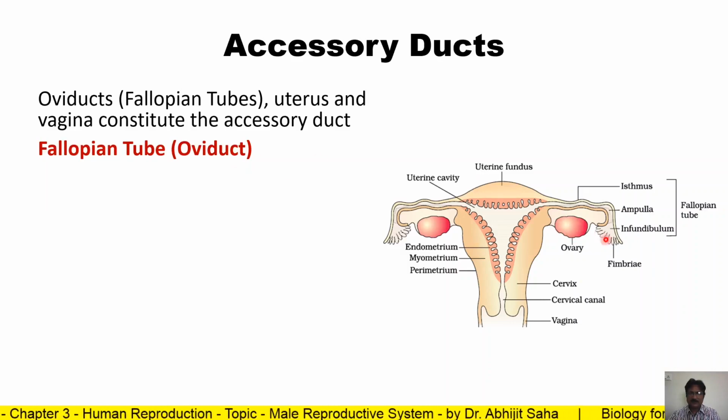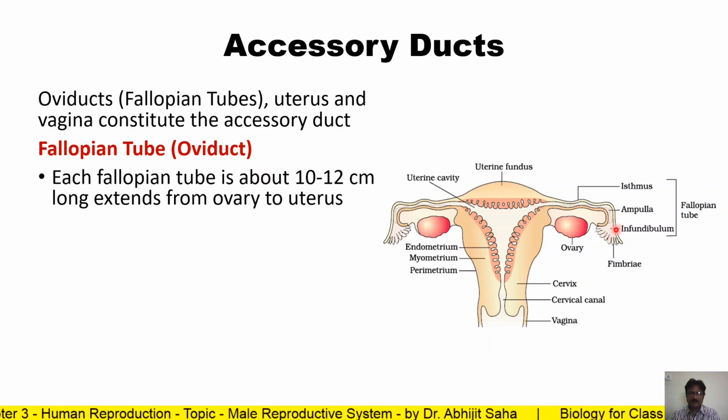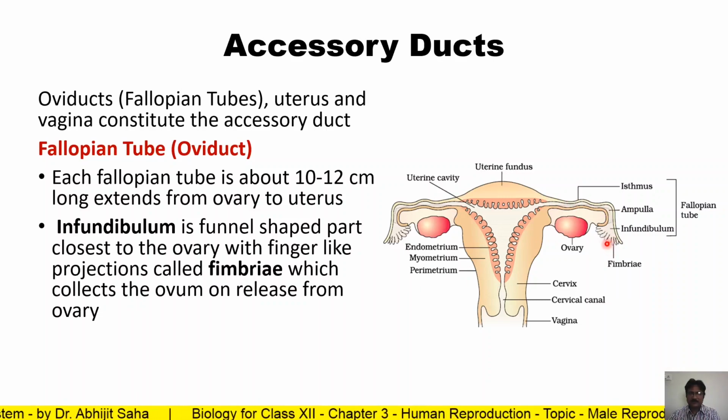The first one is the fallopian tube. Each fallopian tube is about 10 to 12 centimeters in length and it extends from the ovary to the uterus. So this portion is the uterus and the fallopian tube is this portion. Infundibulum, you see this portion is a funnel-shaped structure, which is near the ovary.